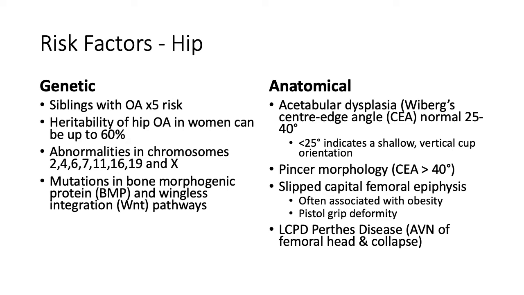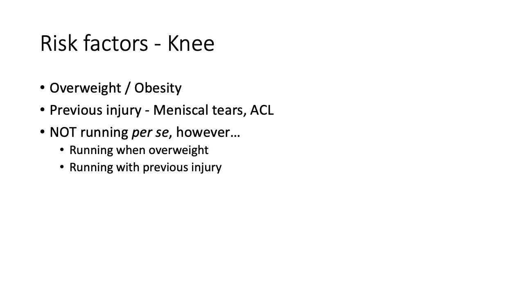A shallow socket known as acetabular dysplasia increases the loading of the articular cartilage on the surfaces that are articulating, and this does cause premature failure of the cartilage, as does pincer morphology and cam morphology, which predispose to femoroacetabular impingement and labral tears. And I've also mentioned these two other conditions, slipped capital femoral epiphysis and Perthes disease, which are childhood conditions. In the knee, we have a similar set of factors.